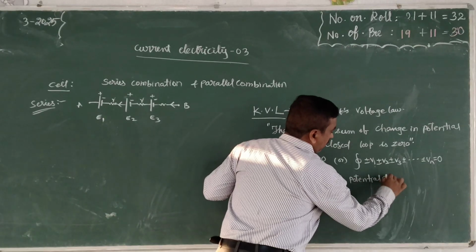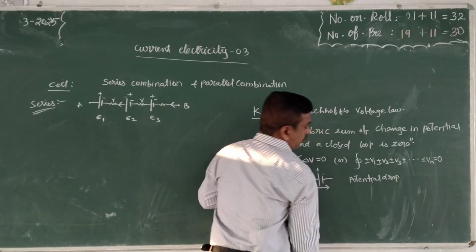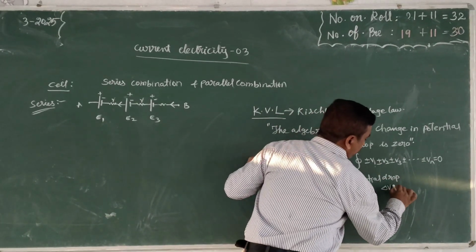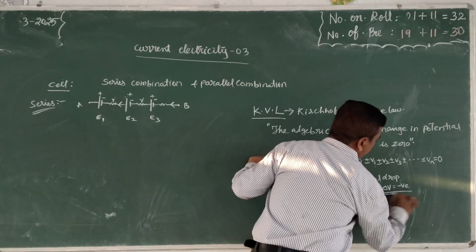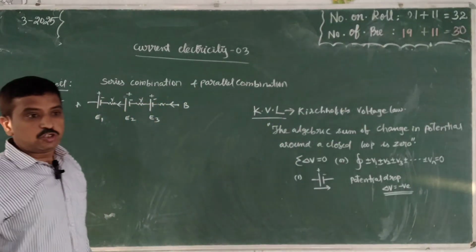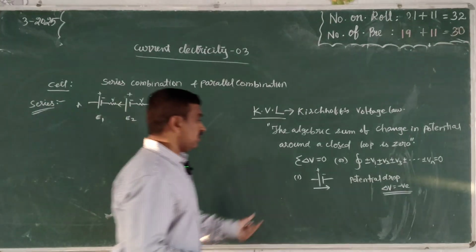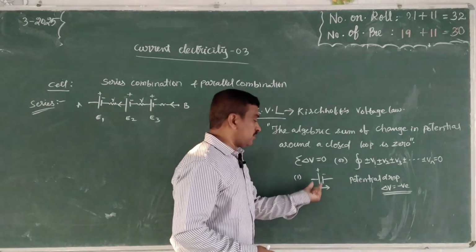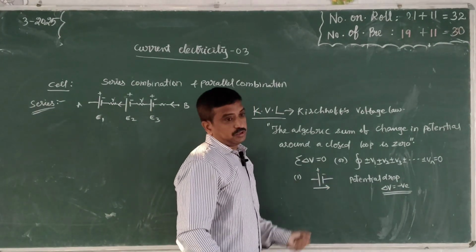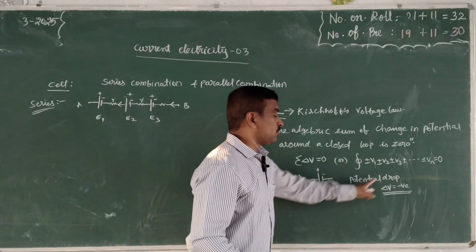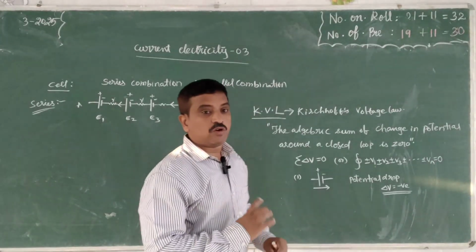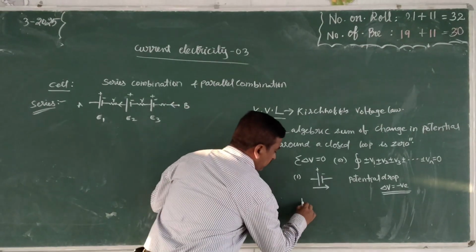Potential drop: we can write it as delta V equal to minus, so we can take it as negative. Potential drop happens when the direction of the loop is from higher potential to lower potential. In that case, we can say that the potential drop, that is delta V, is negative.